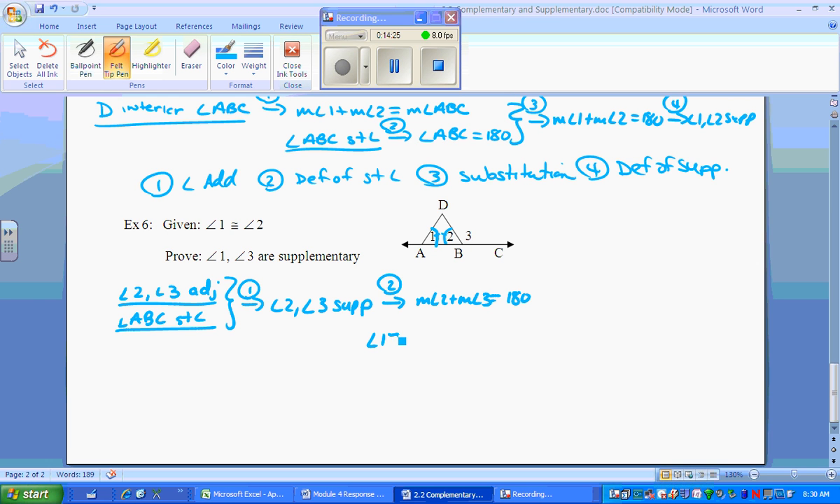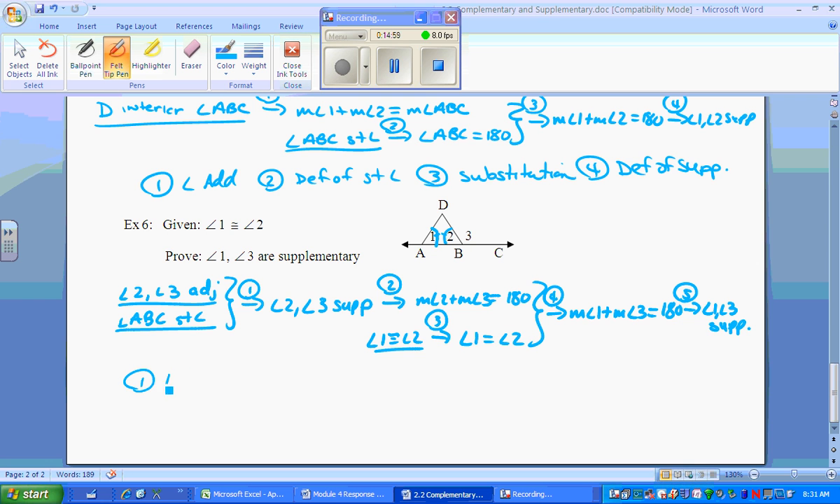And what else did we know? We knew that angle 1 is congruent to angle 2, which means that angle 1 equals angle 2. Why don't we substitute in? So now we can say the measure of angle 1 plus the measure of angle 3 is equal to 180. And then we can finish that 1 and 3 are supplementary, and we have our proof like we wanted to.